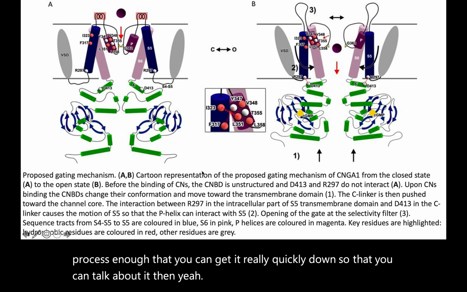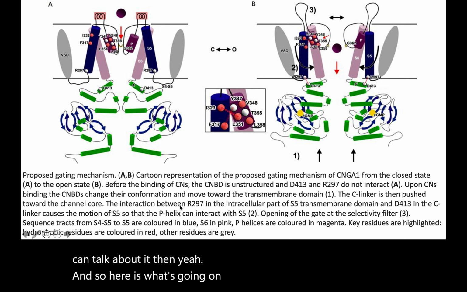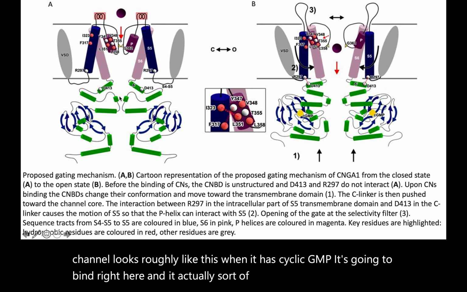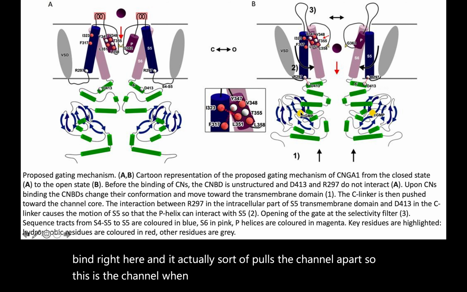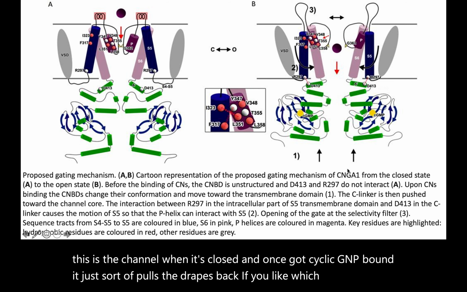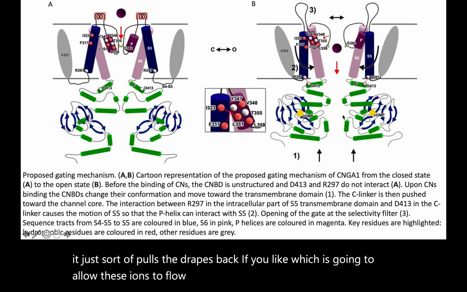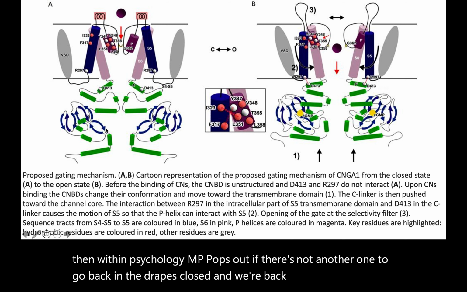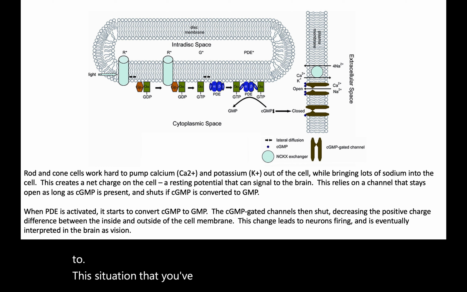And so here is what's going on with the ion channel. The ion channel looks roughly like this. When it has cyclic GMP, it's going to bind right here, and it actually sort of pulls the channel apart. So this is the channel when it's closed, and when it's got cyclic GMP bound, it just sort of pulls the drapes back, if you like, which is going to allow these ions to flow through in one particular direction. And then when the cyclic GMP pops out, if there's not another one to go back in, then the drapes close and we're back to the situation you've got over at this side. So there we go. This is exactly what happens.